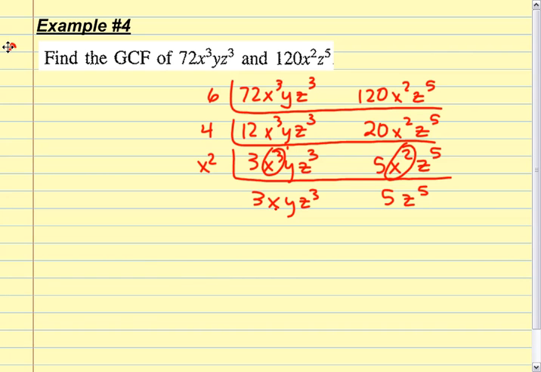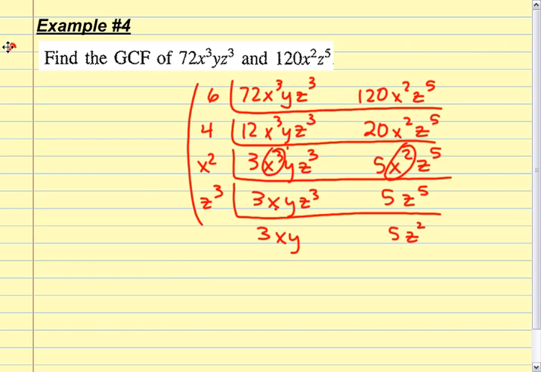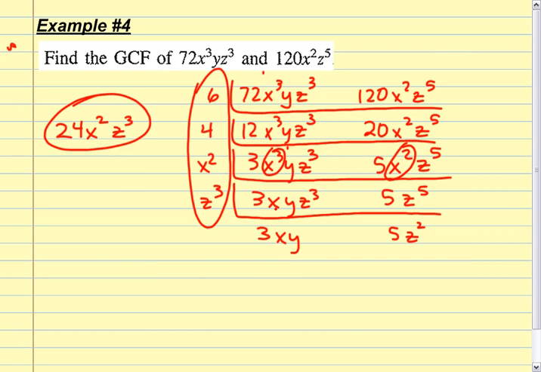Now, I can't pull out a y because they both don't have a y, but I can pull out z cubed. They both have z cubed, so that's going to give me 3xy, and then 5z, I still have 2 left in there. Now, there's nothing left for me to pull out. So my greatest common factor is the product of those things. I just multiply them together. 6 times 4 is 24, x squared, z cubed. This is the biggest number that goes into both of these.